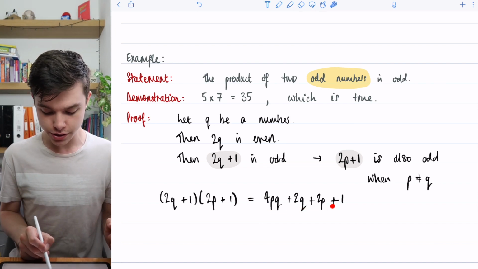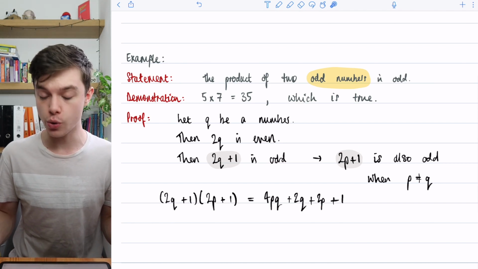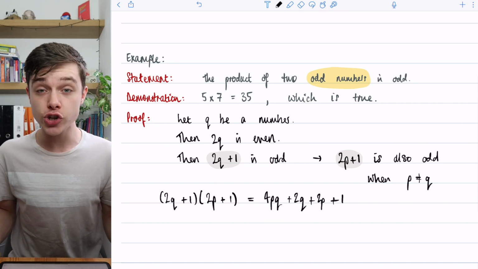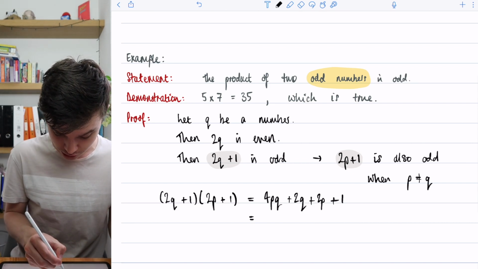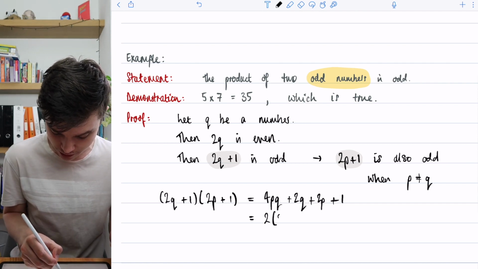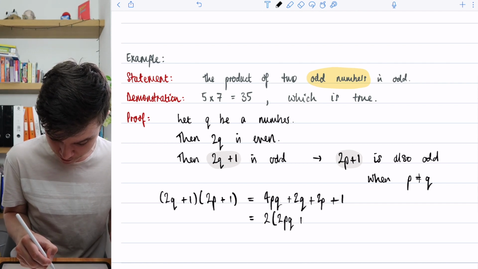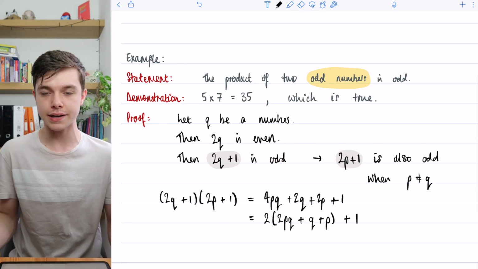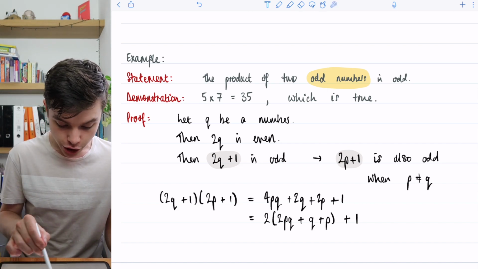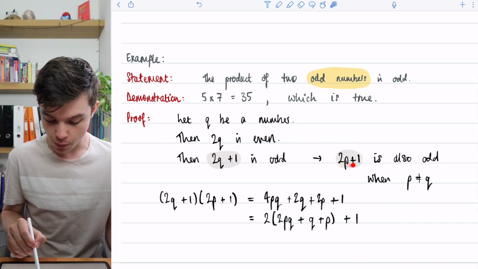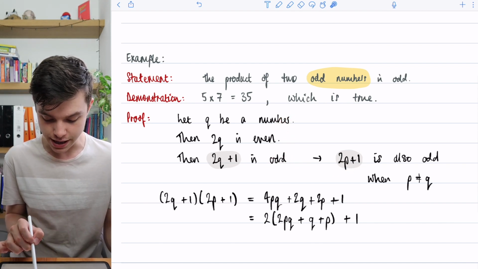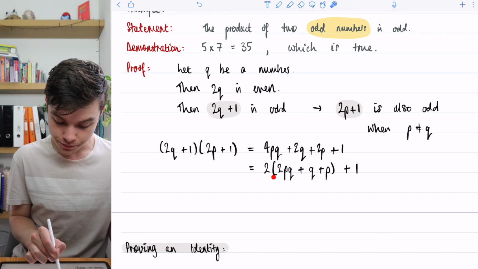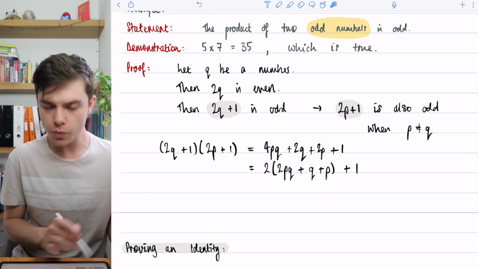Notice that all three of these terms have a factor of 2. So what I'm able to do is factorise out a 2 from the first three terms. Let's do that. We'll have a 2 outside the brackets, and then we'll have 2pq plus q plus p, and then a plus 1 outside, okay? Now, we know that q is a number, and so is p. I was following this, but just changing it to p, okay? p and q are just numbers. So what we've got here is 2 times a number plus 1.